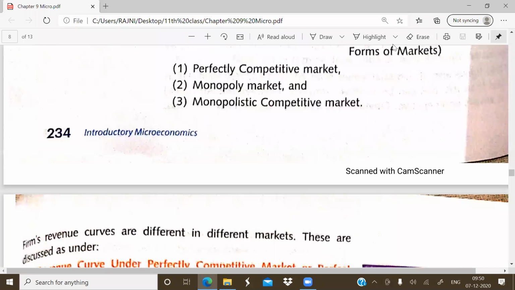Initially, I will give you a short intro of all these three forms of the market. Perfectly competitive market is that market where a large number of buyers and sellers exist, but the sellers are selling a homogeneous product. Remember very carefully, under this form of market, sellers are selling a homogeneous product. Because of this reason, we can say the sellers are not the price maker, they are the price taker. The industry determines the prices of the product.